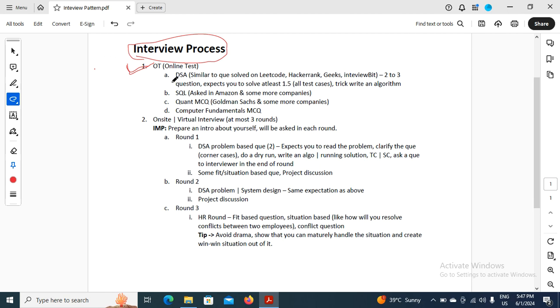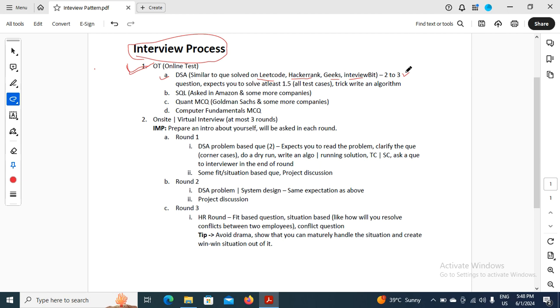So what does the online test look like? There might be a DSA question, which can be based on any topic I already shared with you all in previous videos. These questions will look similar to what you have solved on LeetCode, HackerRank, GeeksforGeeks, InterviewBit or any other platform. There might be 2 to 3 questions in one online test, and in the best case you solve all the required questions within the given frame of time.